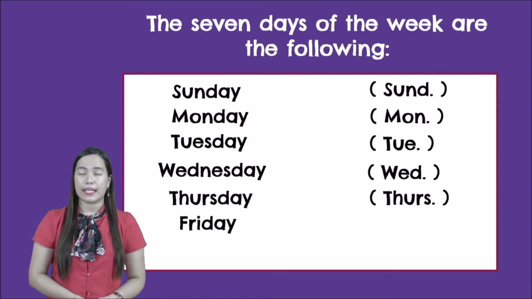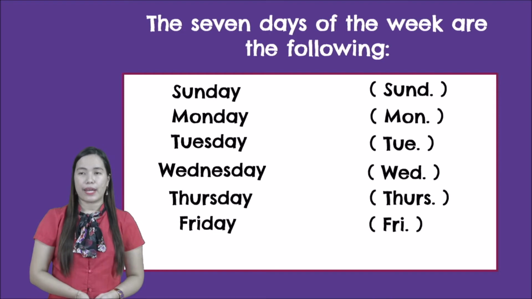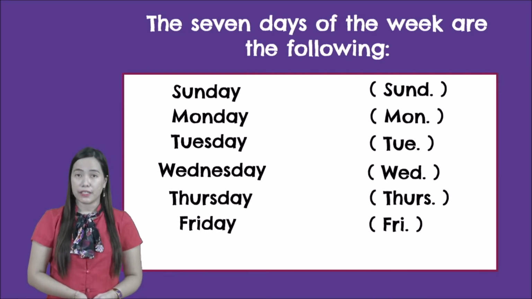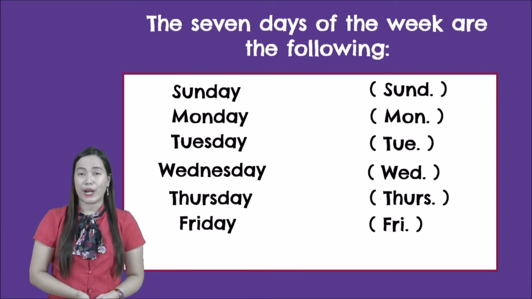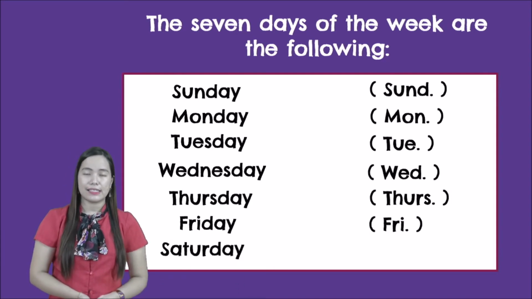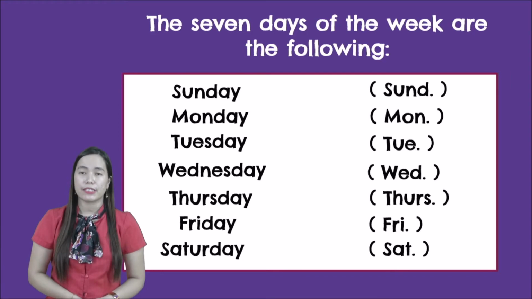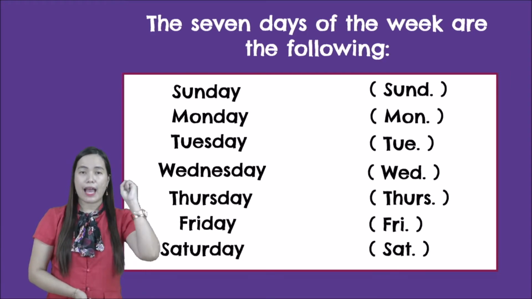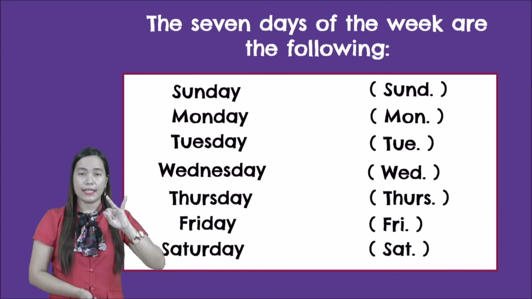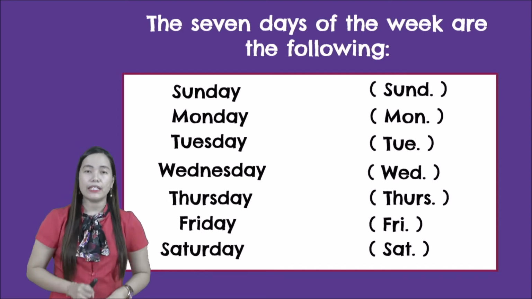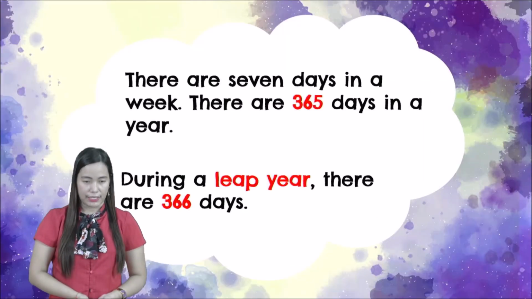Next, Friday. The abbreviation for Friday is capital F, then R-I period, FRI. Okay, that's Friday. And the last day is Saturday, and the abbreviation for Saturday is capital S-A-T and period, or SAT. Again, kids, we have Sunday, Monday, Tuesday, Wednesday, Thursday, Friday, and Saturday. Remember the 7 days of the week, okay?